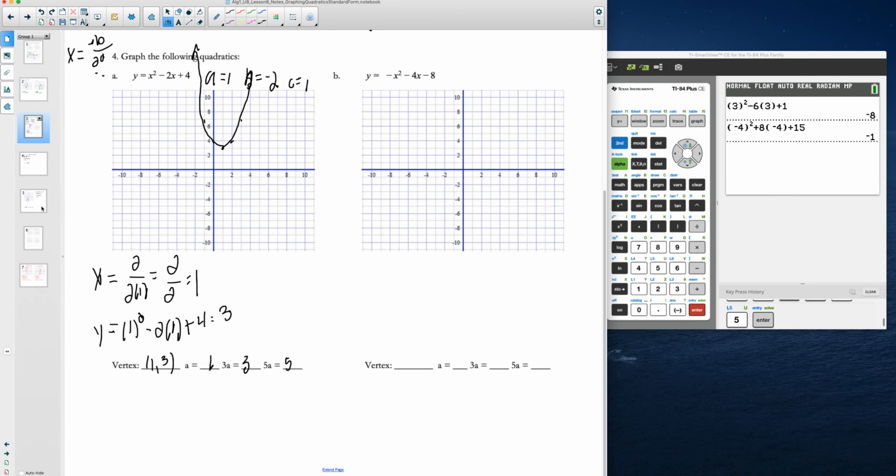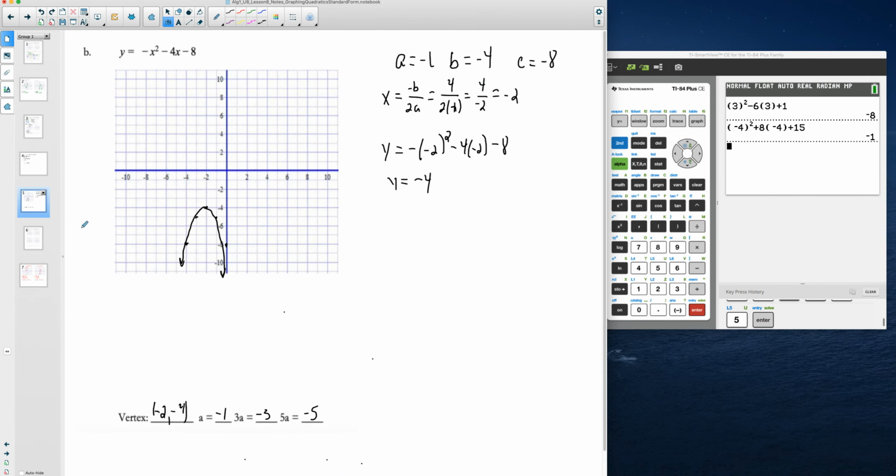I also have B worked right here, so I'm just going to jump to problem B. Once again, A is -1, B is -4, C is -8. Hopefully when you solve for your x-coordinate of the vertex, you have -2. You can see my work here. When you plug -2 in to get your vertex, hopefully you got -4, so our vertex would be -2, -4.